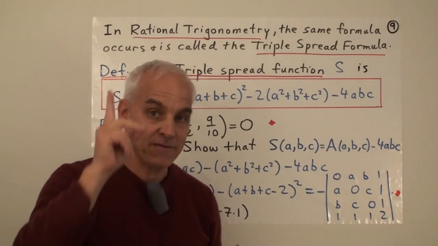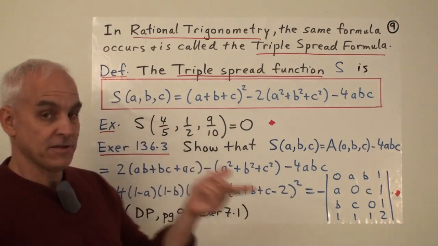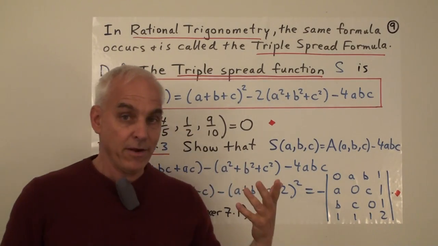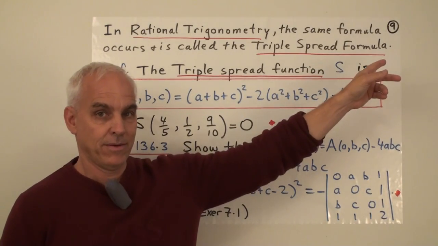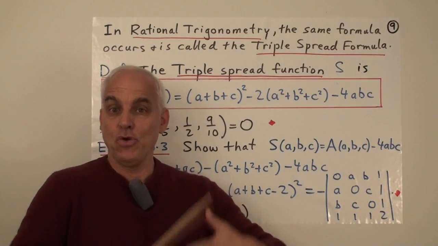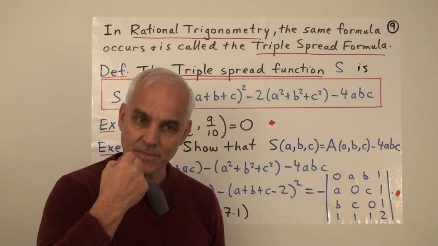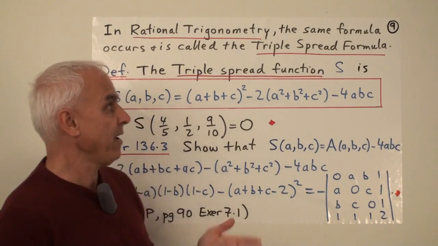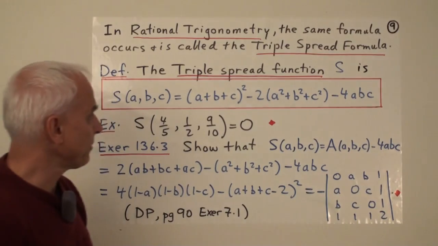All right, so those of you who have studied rational trigonometry, and good on you for doing that, you will recognize the formula. In rational trigonometry, the same formula occurs. It's a very important formula there. It's one of the main 5 formulas, and it's called the triple spread formula. And we'll talk more about that manifestation of it later on. That's really a 2-dimensional manifestation of the same formula. Here we're really interested in identifying it as a 1-dimensional phenomenon, though, which is somehow more elementary than this 2-dimensional appearance in regular rational trigonometry.